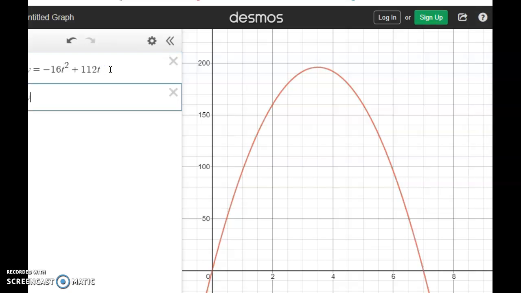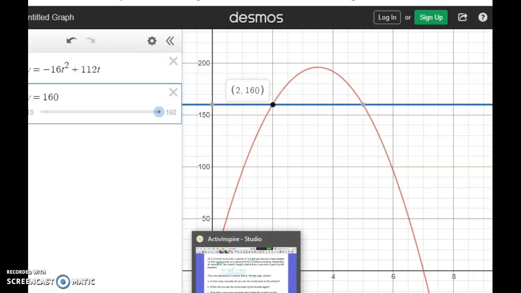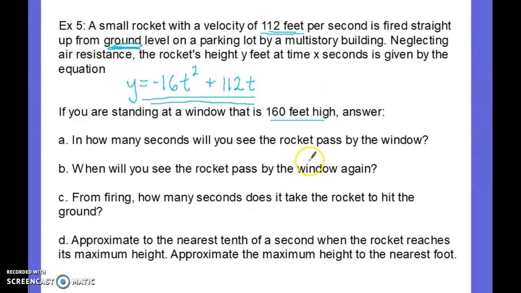Now, because I'm at a height of 160 feet, this is like me looking at the window, and this axis down here is representing time. So the first time it passes my window is at 2 seconds. Using a calculator, I can show how many seconds it takes.